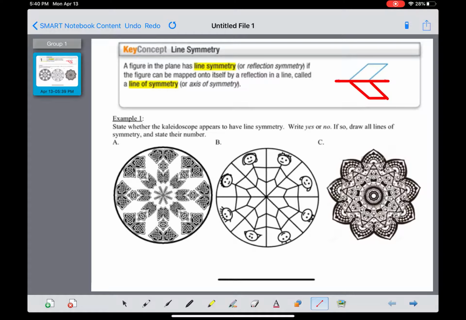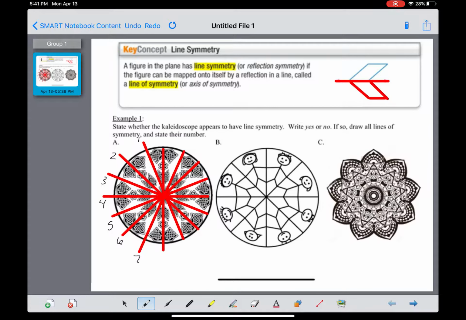A does have line symmetry because I can draw lines to where I fold this figure in half and the two halves match up perfectly, including all the details in this kaleidoscope. In fact, A has a total of 8 lines of symmetry. So I'm going to quickly draw those 8 lines in so that you can see them. And then, if I count the lines, there are a total of 8. So the answer would be yes, 8 lines of symmetry.